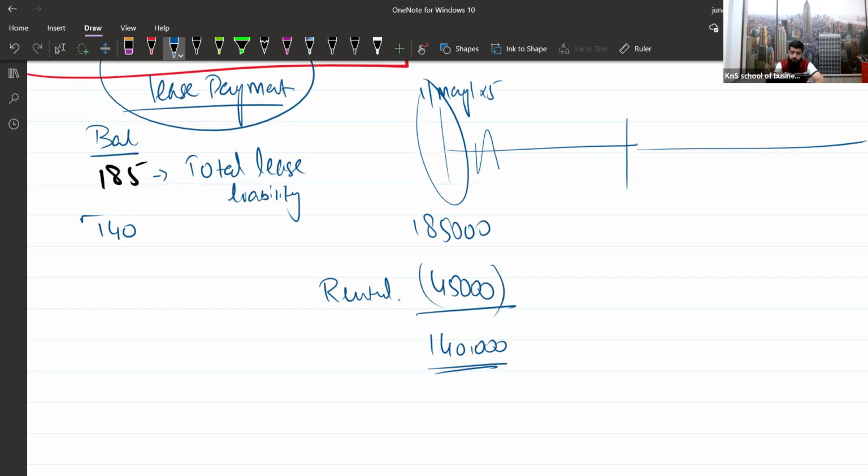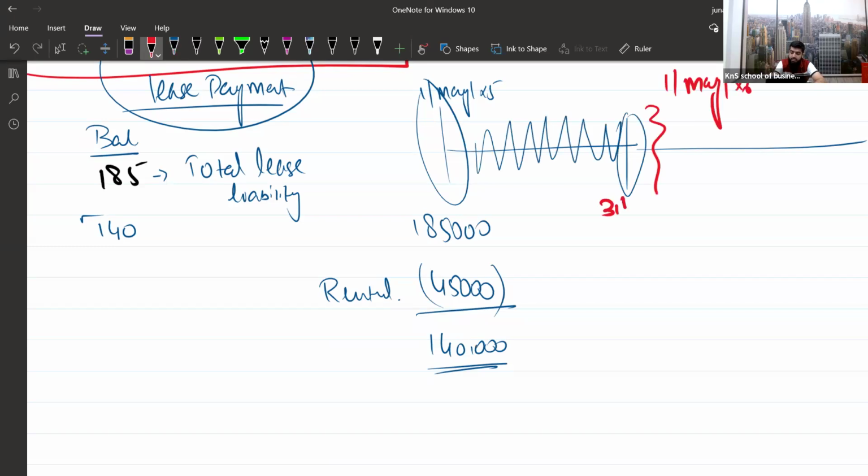Now, for the whole accounting period, there was no activity performed. Even at the end of the year, no activity was performed. Yes, another rental was paid on 1st May 2006. But so far, we are at the end of the accounting period, that is 31st May 2005. Now, what is the liability element?